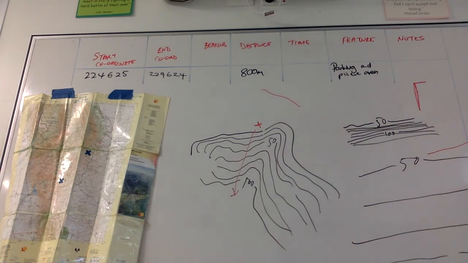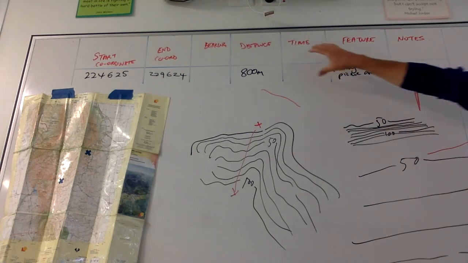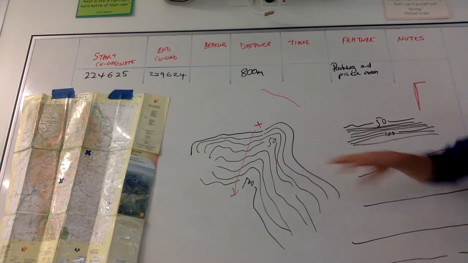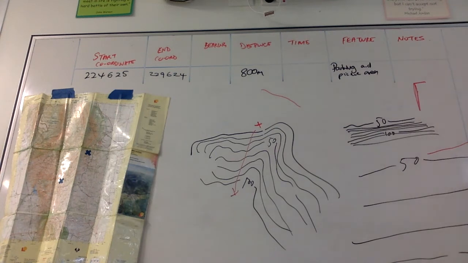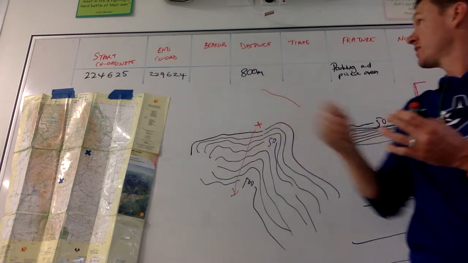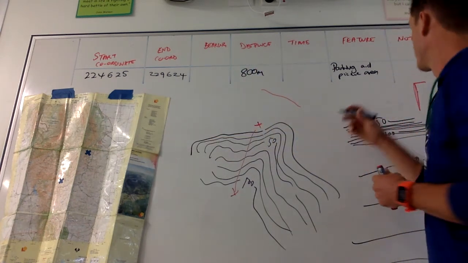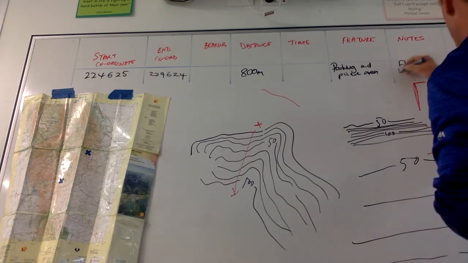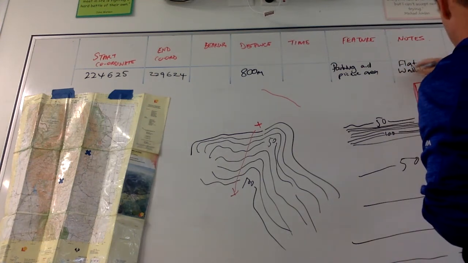So when we look at these maps and we go to calculate time, what's something else we have to look at? The contour lines. And are we going up? Are we going down? Because that's going to factor in our time. Now, along this first leg, it's actually quite flat. So what I might put here, notes: flat, walking trail.